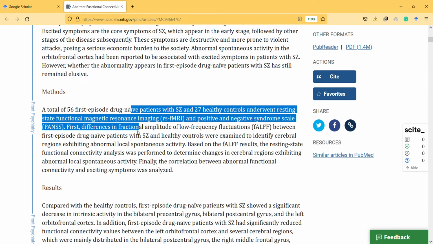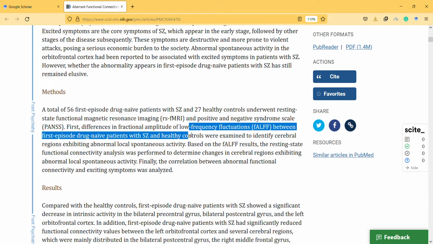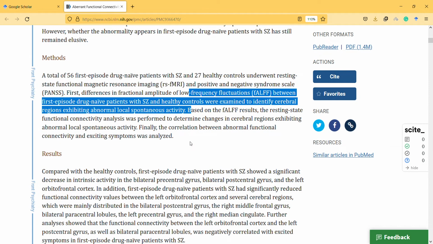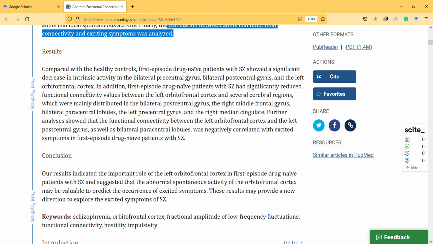56 drug naive patients with schizophrenia and healthy controls underwent fMRI and the positive and negative syndrome scales. First, differences in fractional amplitude of low frequency fluctuations between first episode drug naive patients with schizophrenia and healthy controls were examined to identify cerebral regions exhibiting abnormal local spontaneous activity. Finally, the correlation between abnormal functional connectivity and excited symptoms was analyzed. So this is the results section.